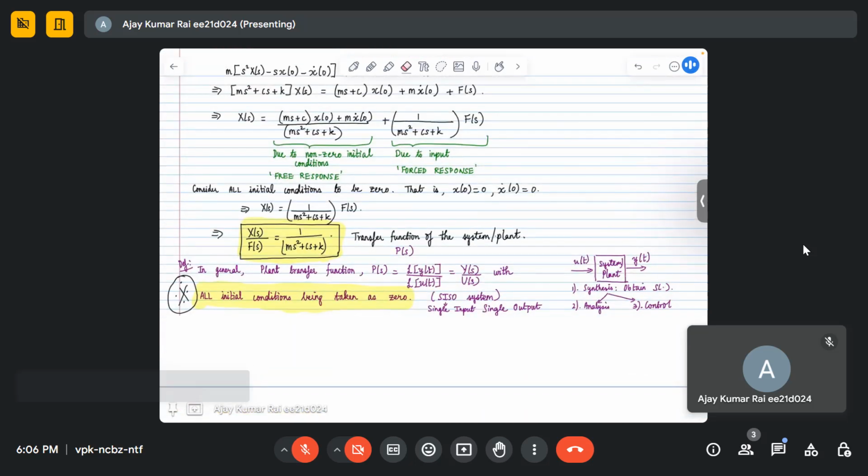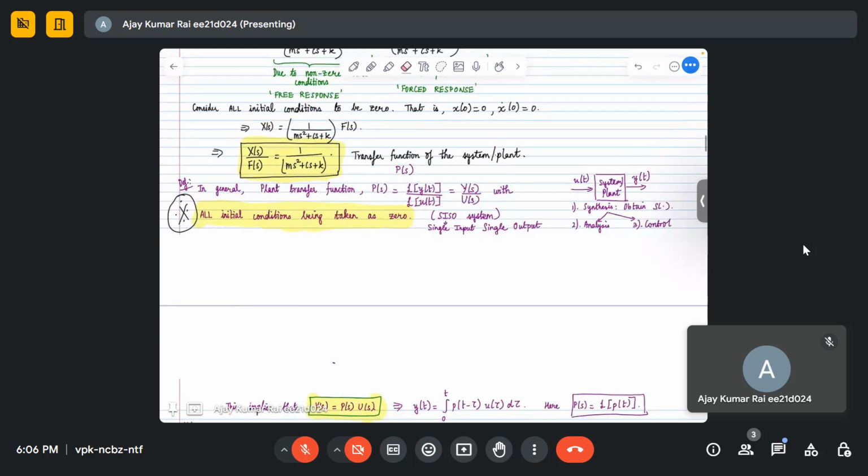The transfer function is given by output by input: the Laplace transform of y(t), which is Y(s), over the Laplace transform of u(t), which is U(s). If you see this equation, let me highlight this. This is the transfer function, with initial conditions equal to 0. All initial conditions are taken as 0.